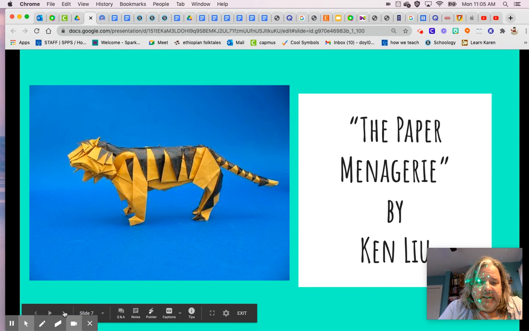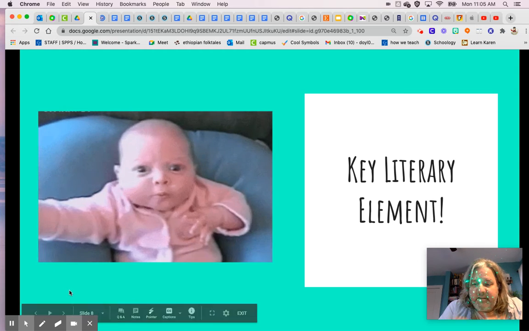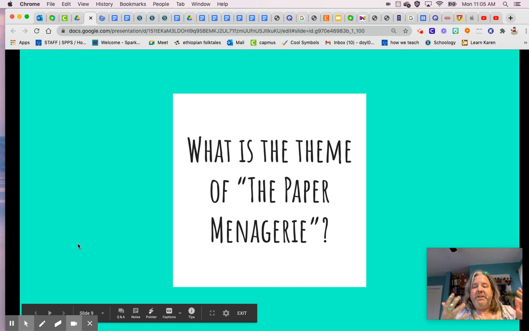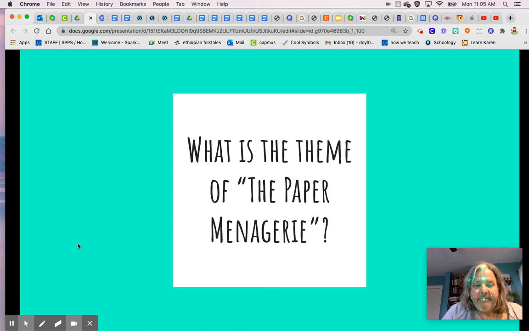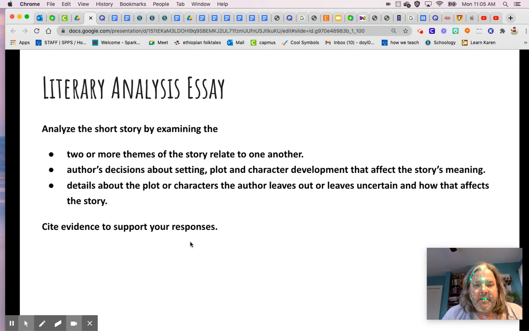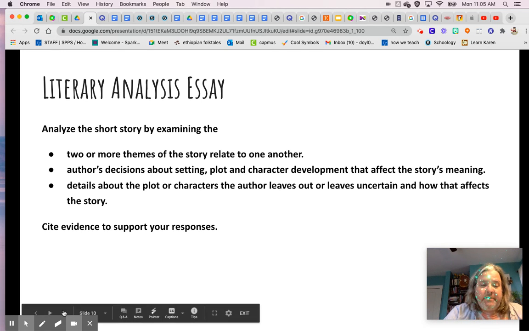But before then, what I'd like you to do is work on the literary analysis essay. So our question is, what is the theme of The Paper Menagerie, the story we read? The assignment is to analyze the short story by examining the story and finding 2 or more themes of the story that relate to one another, the author's decisions about setting, plot, and character development that affect the story's meaning, details about the plot or characters the author leaves out or leaves uncertain and how that affects the story, and then we're going to cite evidence to support our response.